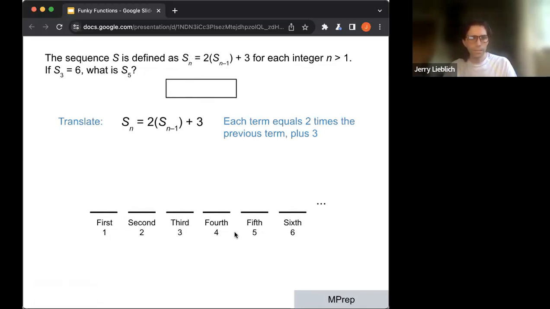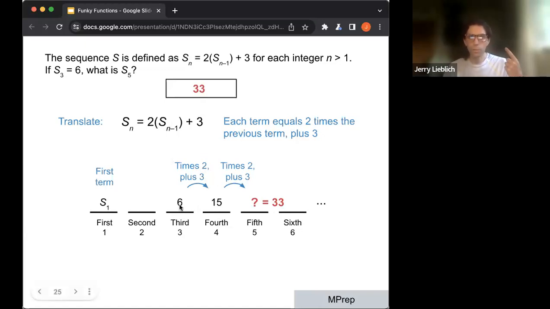And all this n is which number in the sequence are we dealing with? So S1 is our first term. S3 is our third term, which we know is 6. So to get S5, we just go step by step. First, I need S4. I take S3, multiply it by 2, and add 3. I take S4, multiply it by 2, and add 3, and I get my answer, 33. So once you understand this notation, you can do all of these. It's just about following the instructions, and it's about iterating. It's about starting from where they start you, and then moving step by step to where they ask you to go.